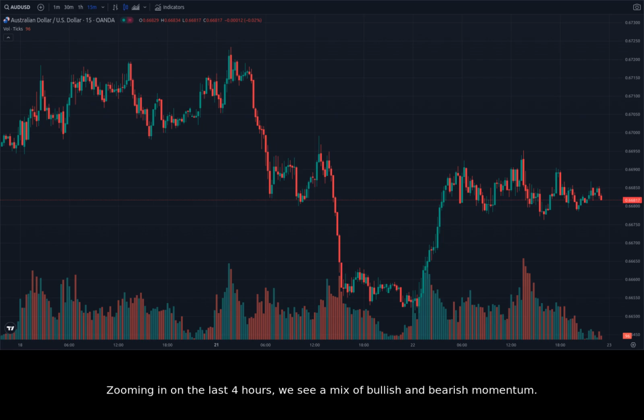Zooming in on the last 4 hours, we see a mix of bullish and bearish momentum. There are several instances where the price found support and rallied, suggesting a potential shift in sentiment. However, the current price action shows AUDUSD struggling to break above resistance around 0.6710. This suggests that the bearish bias remains dominant.